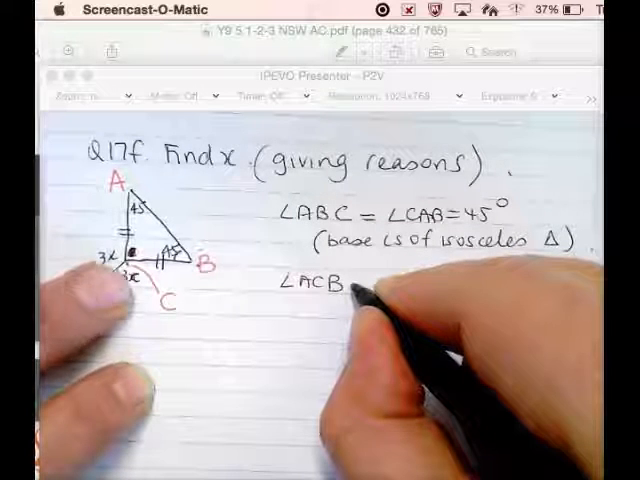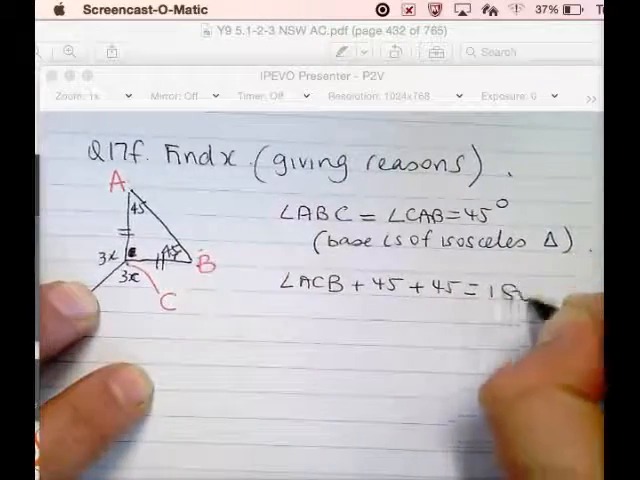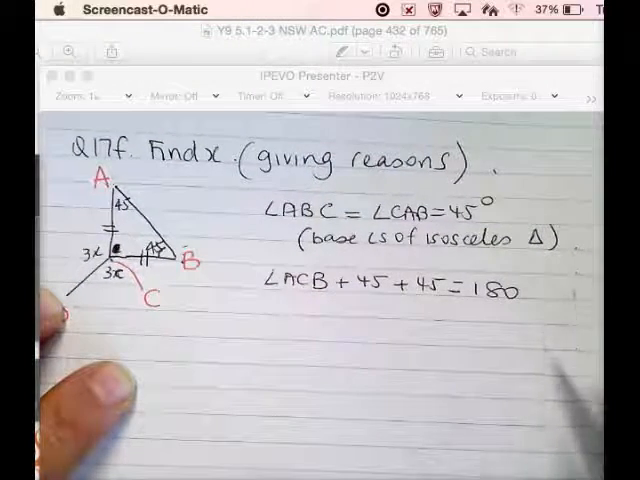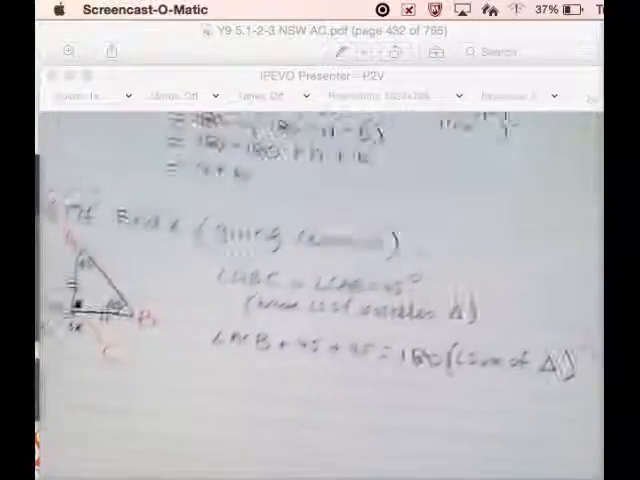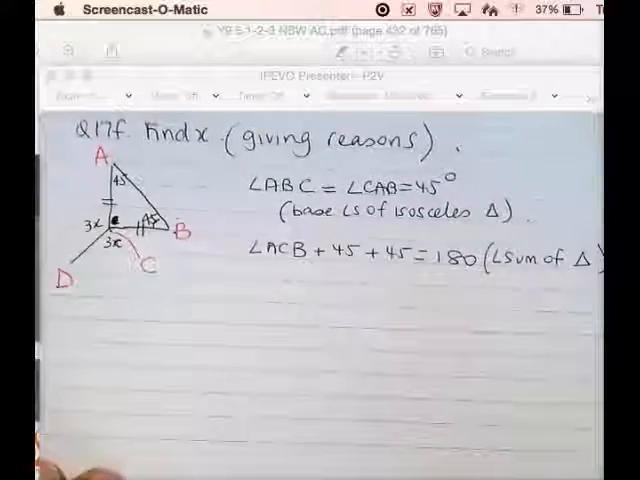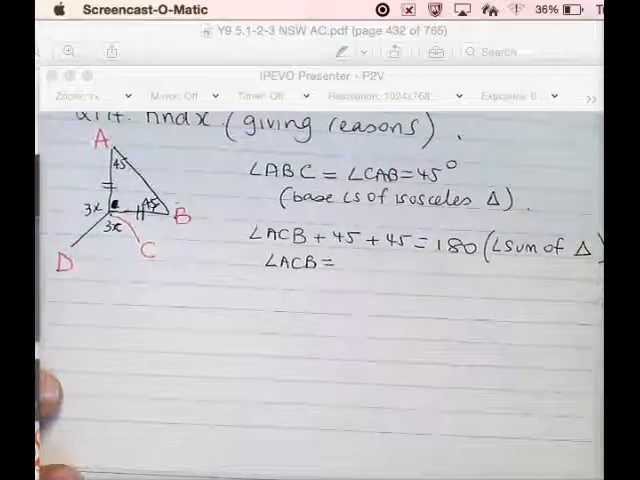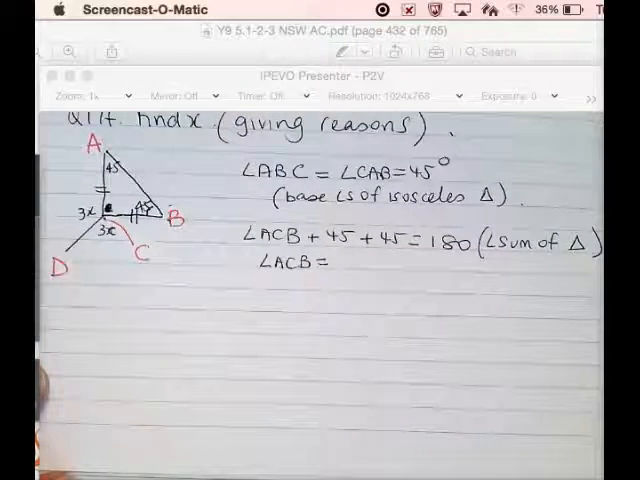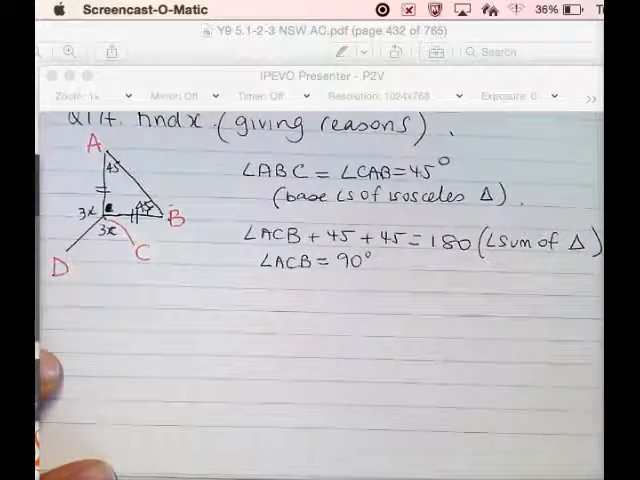So, yeah, I can do ACB plus 45 is 180. So I can say that plus that is 180. Why am I writing that? Angle sum of triangle. Can you see that? Is that big enough, girls? Angle sum of triangle. So therefore, angle ACB. You don't have to write 180 minus 45 minus 45. If you can see it, just write it. What is it? ACB is what? 90.